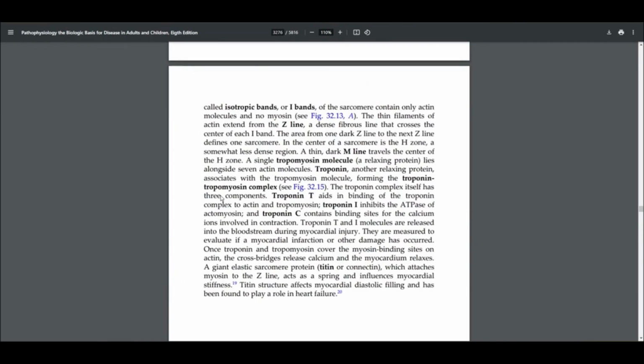And that is why we measure our troponin levels during any kind of cardiac stress where we are concerned of any kind of heart attack. And now it also explains why we're checking that troponin T and I molecule. One, because troponin I inhibits that ATPase of actomyosin, and troponin T, which is the binding of the troponin complex to actin and tropomyosin.